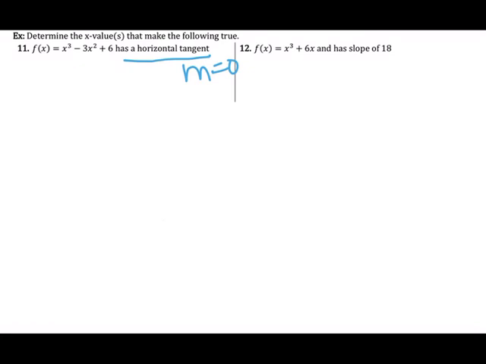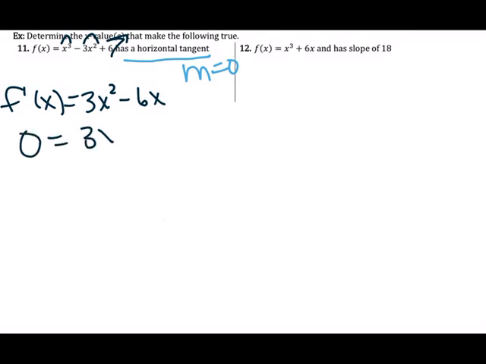So the first thing we need to do is find our derivative. Well, if I drop this down, I get 3x squared. If I drop this down, I get minus 6x, and that derivative goes to 0. And now I can just set this derivative equal to 0.